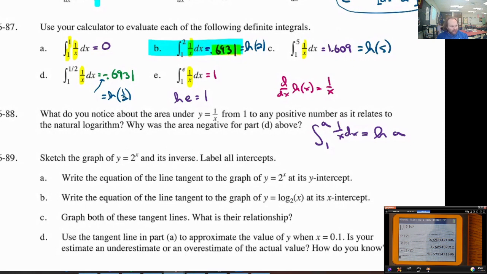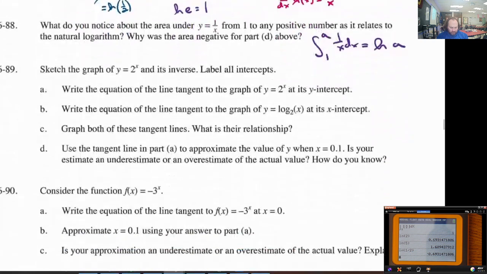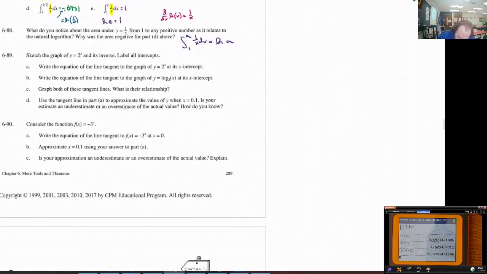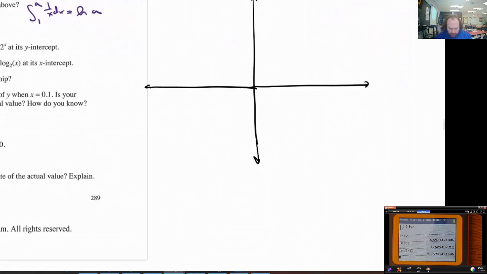Let's look at 89 for a moment here. We have 2 more questions to tackle, and neither one of them is too terrible. We're going to sketch the graph of y equals 2 to the x and its inverse and label all the intercepts. We'll start there. We're going to do this off to the side a little bit. We're going to think about the graph of 2 to the x power, an exponential function, which you might remember from your Algebra 1 days or your Algebra 2 days. 2 to the x power, which I'm going to graph in blue here.